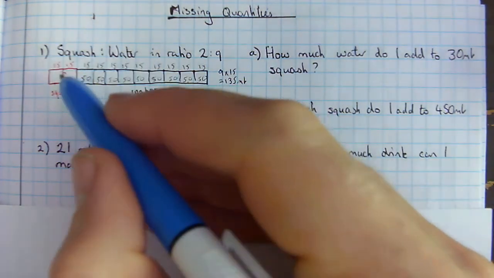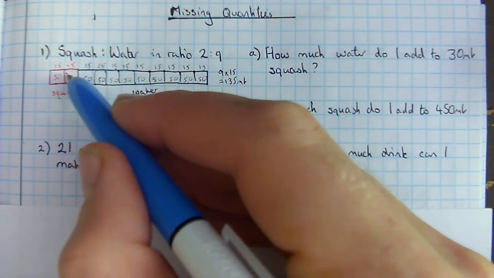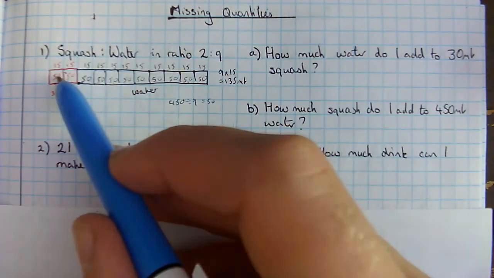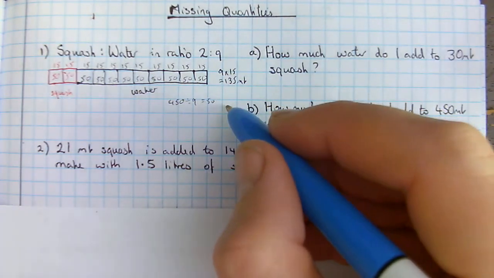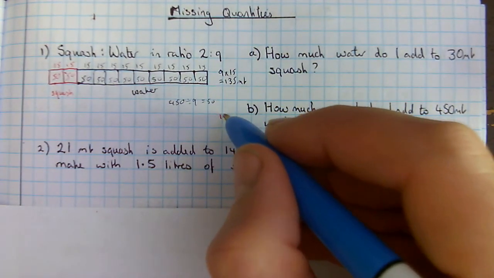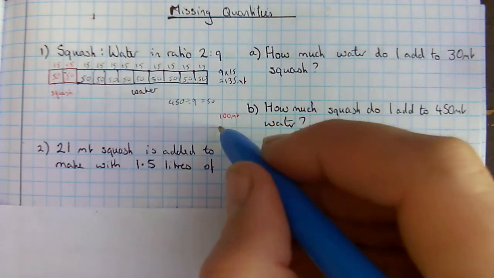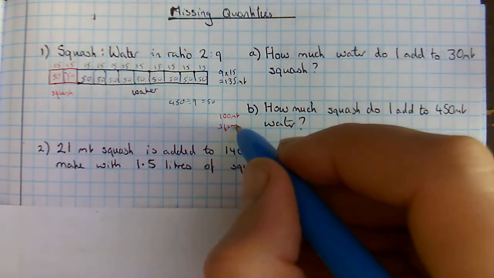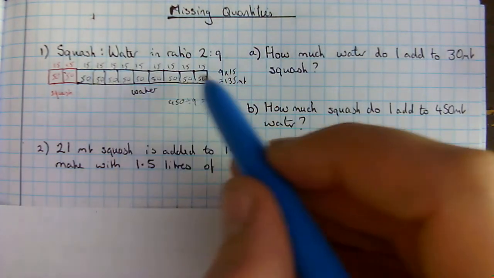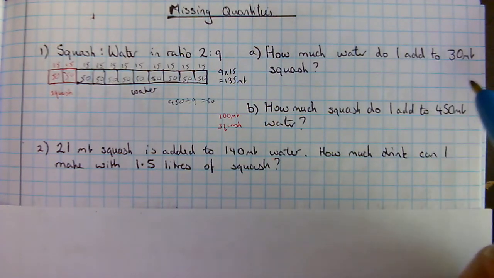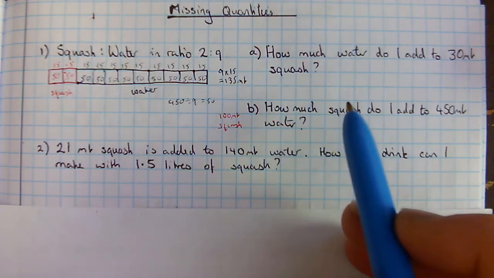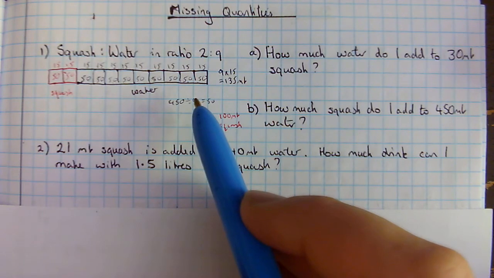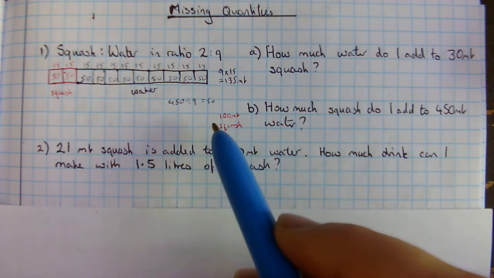So here I'd need 50 again in each box. Each box needs to contain the same number, 50 plus 50. So here it would give me 100 millilitres of squash. And that's how I would use this box model to help me work out the question. Now, a lot of you will find it easier to use the box model. If you prefer, you can do it by multiplication.